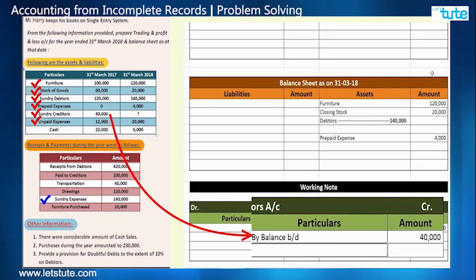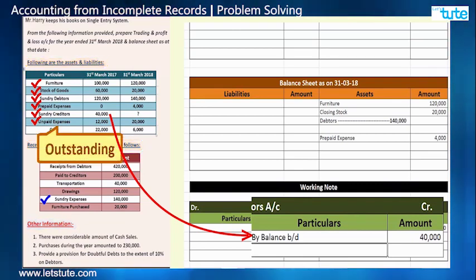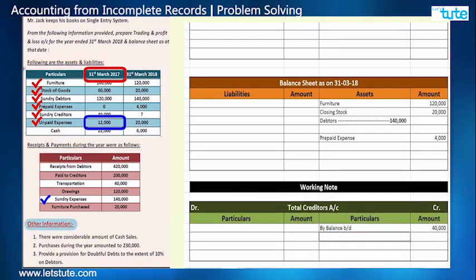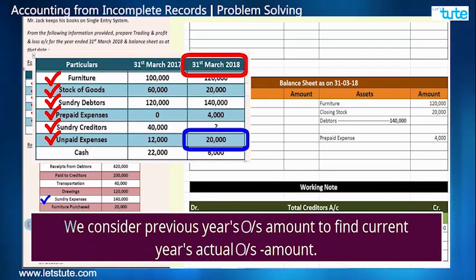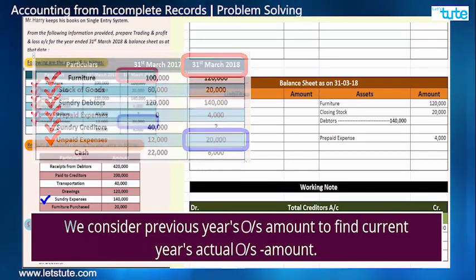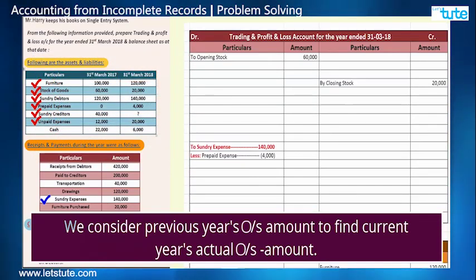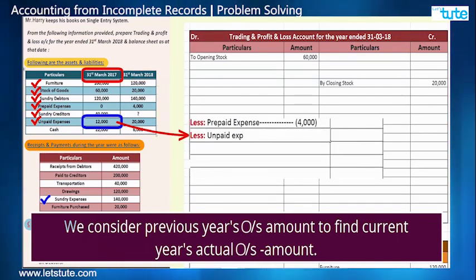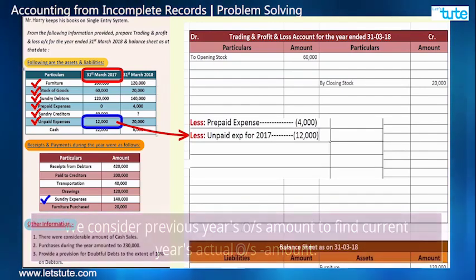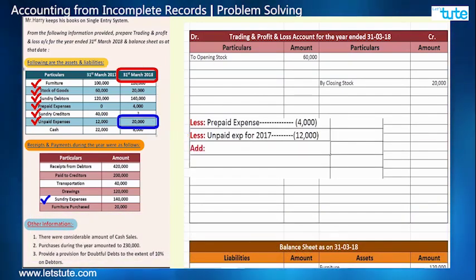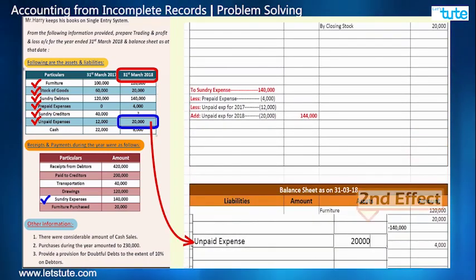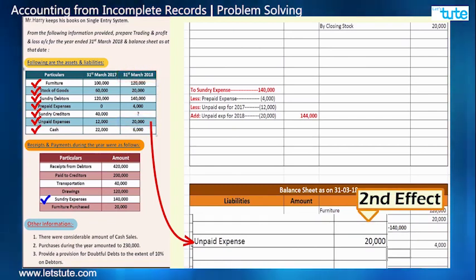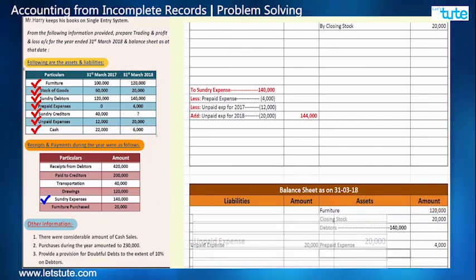Next is unpaid expense, which means it is outstanding. Here we have to consider previous year's and current year's outstanding expense also, as we need to find the current year's actual outstanding amount. Thus here we consider previous year's unpaid expense and we deduct it, and current year's outstanding amount would be added, and its other effect will be in balance sheet. I hope you all are getting it till now.